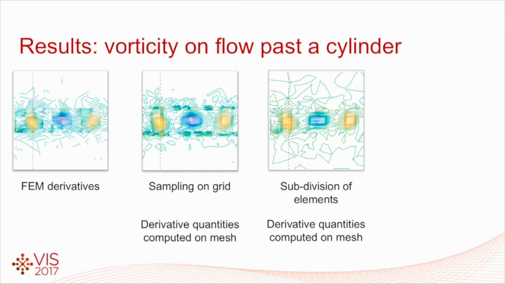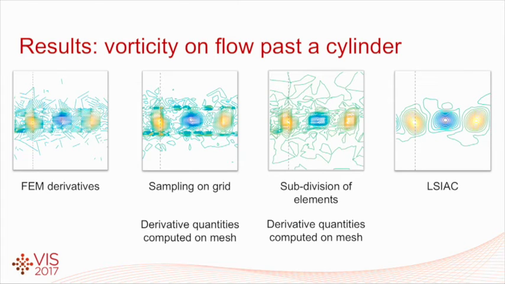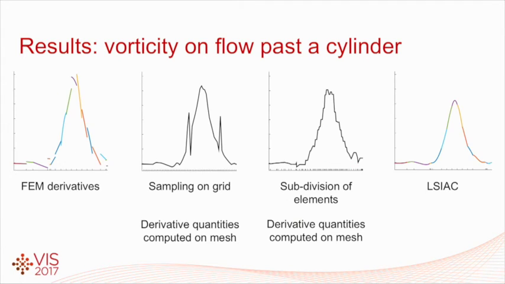And when you compare these results to using L-SIAC to calculate the vorticity, you can clearly see the contours are continuous and there are no visual artifacts. To do the comparison again, we sampled the data along the black lines here, and we created line plots. Here you can again see the discontinuities in FEM derivatives and the visual artifacts in the case of sampling or subdividing the mesh. And the L-SIAC result is continuous and doesn't have any visual artifacts.